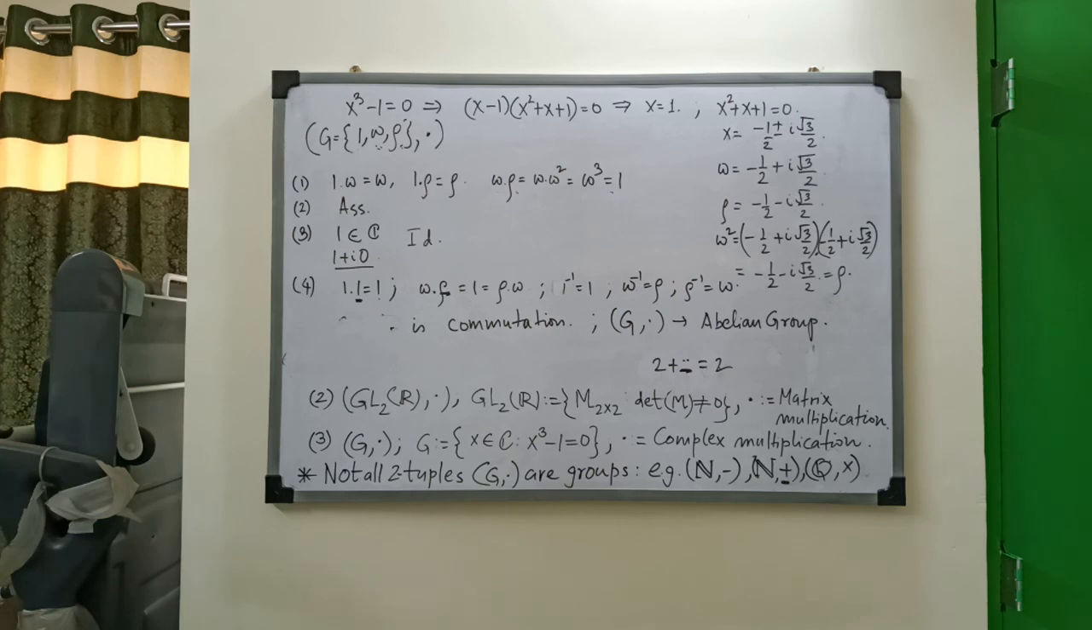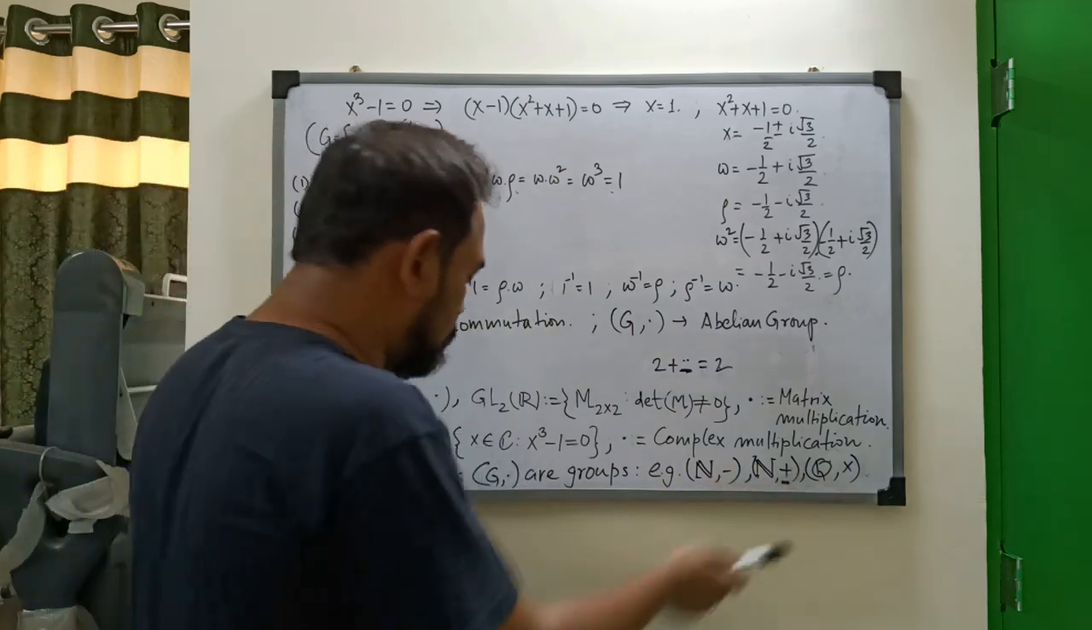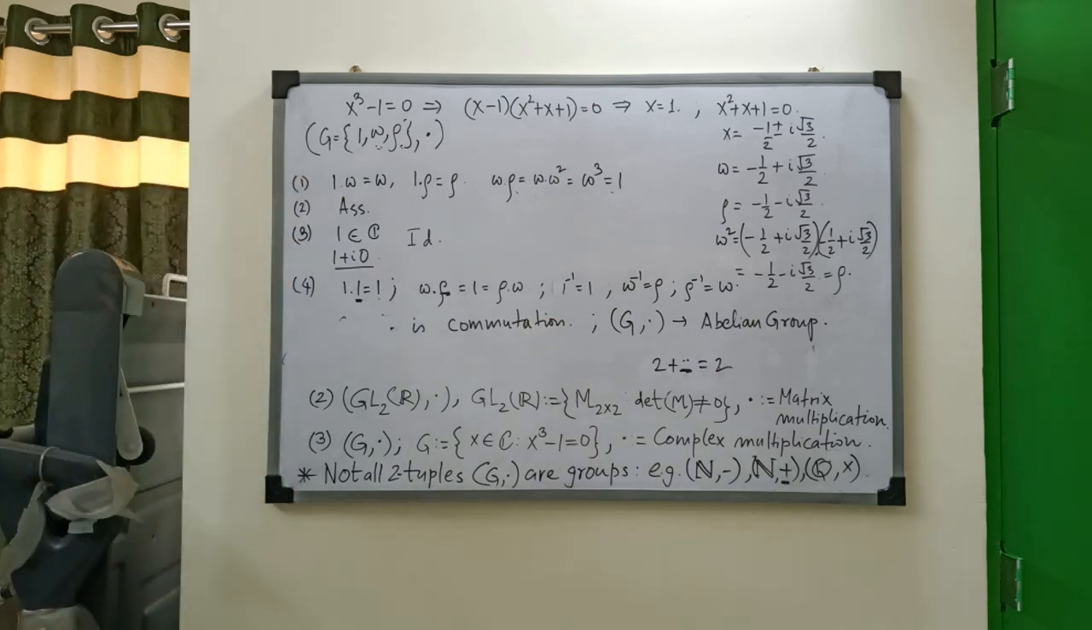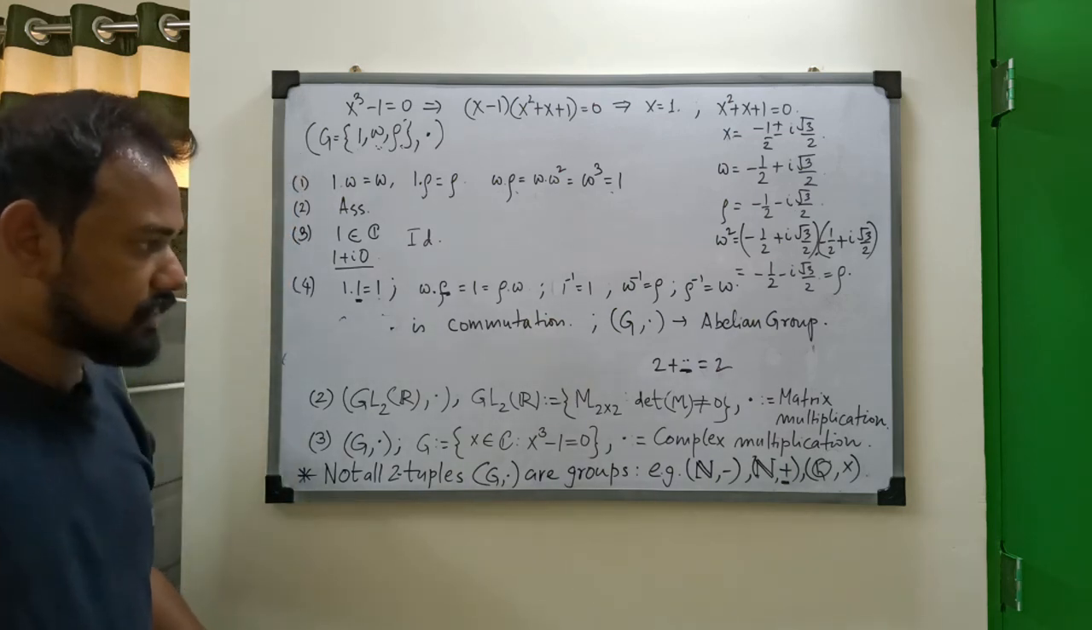Okay. So here are just a couple of examples to show you that not all 2-tuples that you can pick will be a group. Okay. We will continue with subgroups in the next lecture.